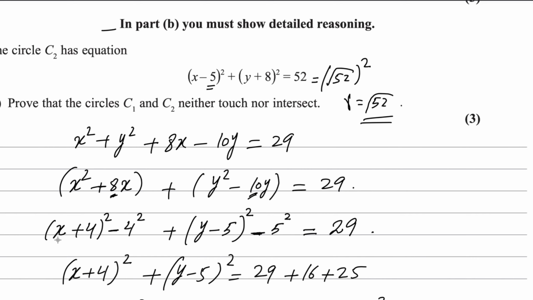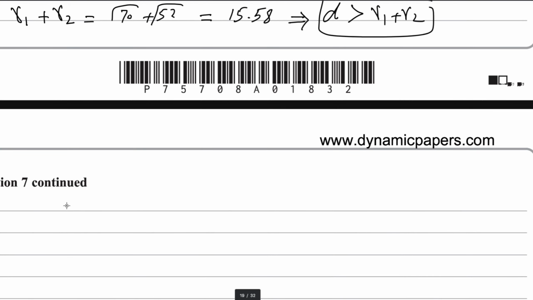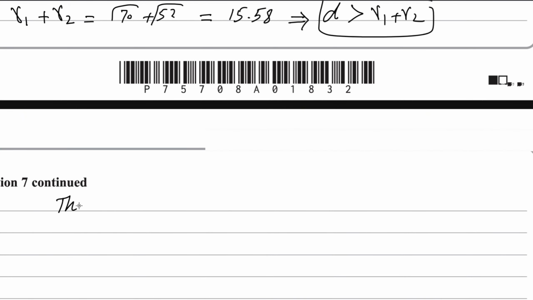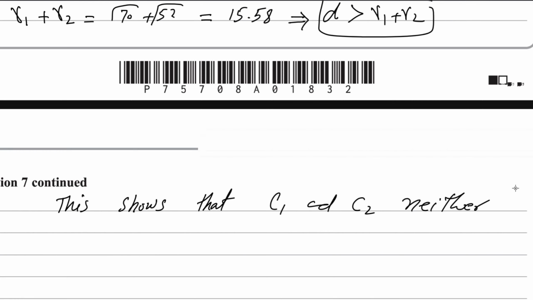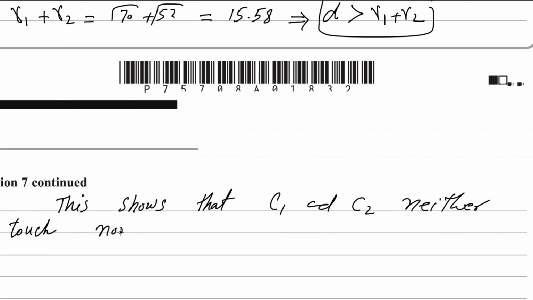What is the question? This proves that circle C1 and C2 neither touch nor intersect. You should write this reason here. This shows that C1 and C2 neither touch nor intersect each other.